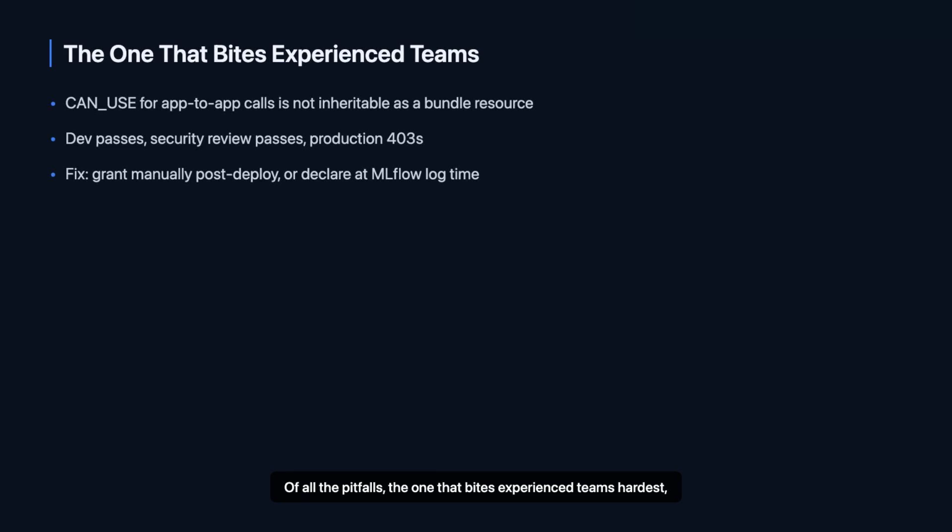Of all the pitfalls, the one that bites experienced teams hardest, not just beginners, is this: can_USE on a custom MCP app is not inheritable as a bundle resource. So your dev tests pass, your bundle deploy succeeds, your security review signs off, and then production returns 403 on the first tool call. The fix is to grant can_USE manually to the deployed service principal, or declare the app at MLflow log time. Beginners hardcode credentials and get caught immediately. This one slips past every review.